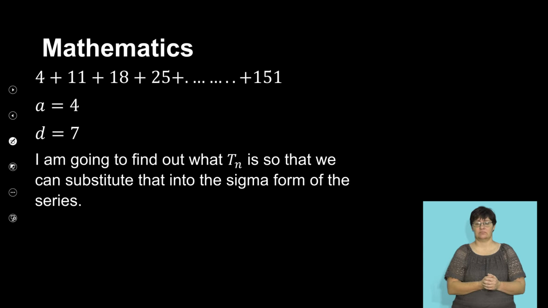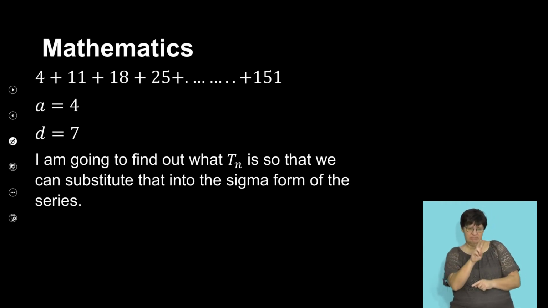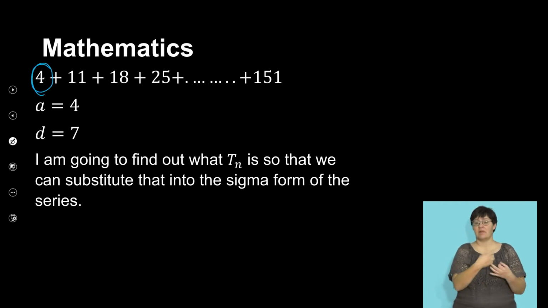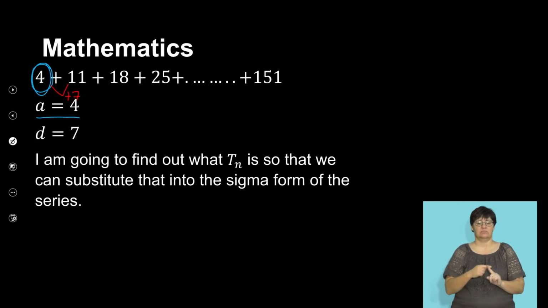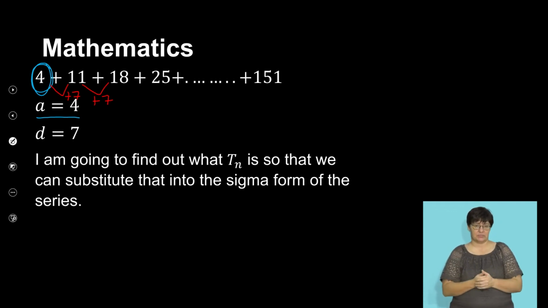Cool. So I'm hoping that everyone will agree with me that the first term has a value of 4. So that means that a will be equal to 4. If I'm looking for my common difference, I can see that positive 7 has been added each time. So from 4 to 11, you add 7. From 11 to 18, I have to add 7 again. And in order to get from 18 to 25, I'm going to add a value of 7 again. So my common difference is in fact 7.